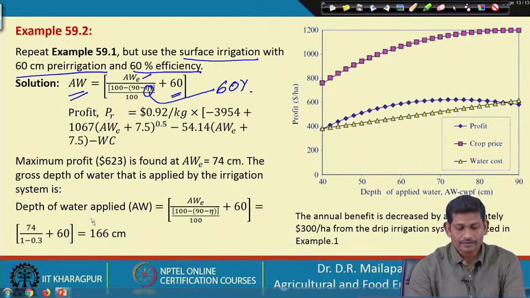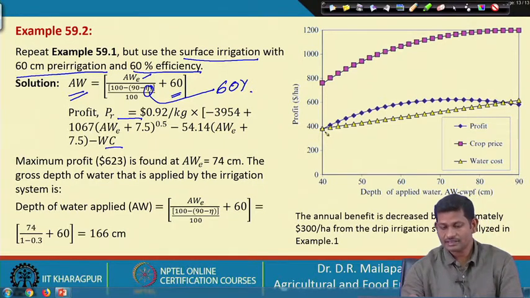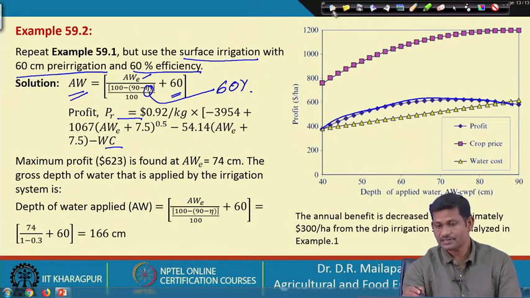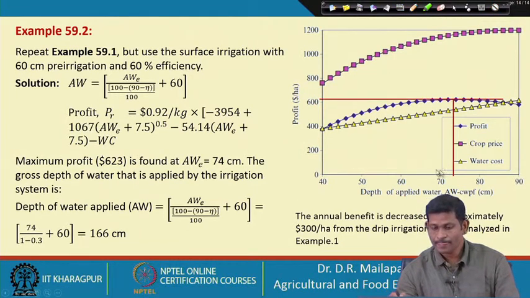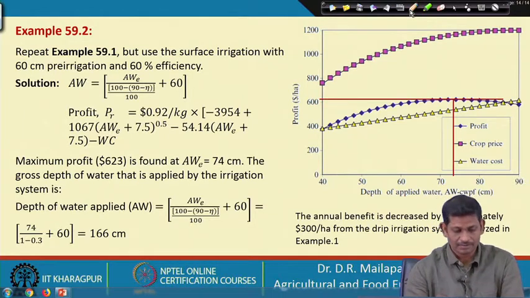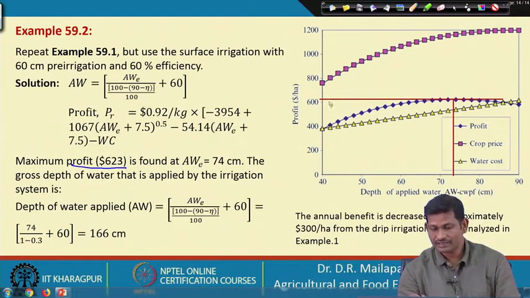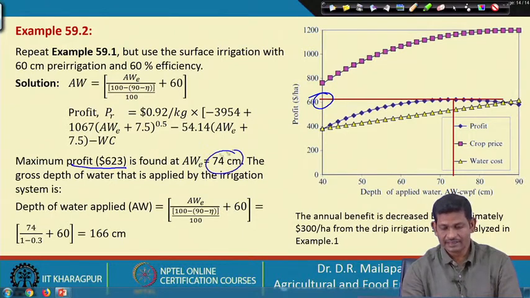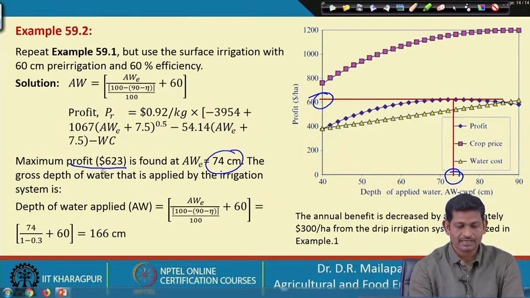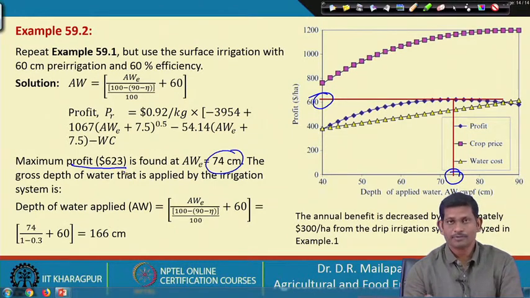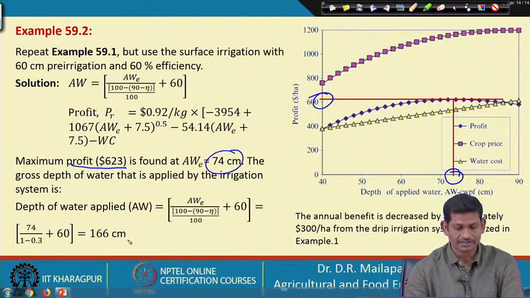Then using the same profit function for surface irrigation, you are going to get the maximum profit of $623, and AWE here is 74 centimeter. So, for 74 centimeter AWE you get $623 as profit in the case of surface irrigation.